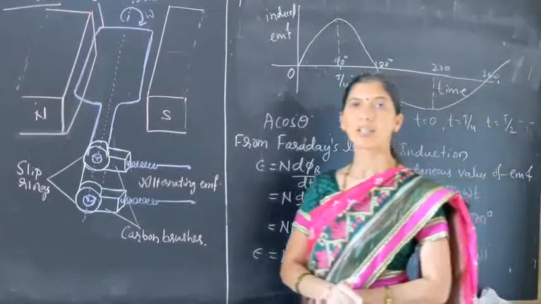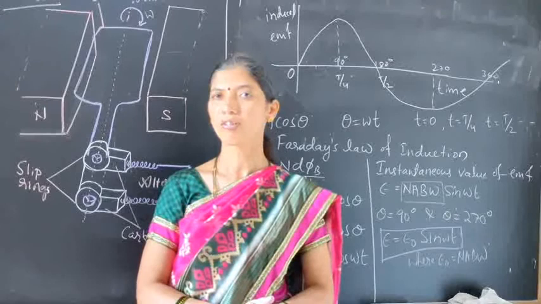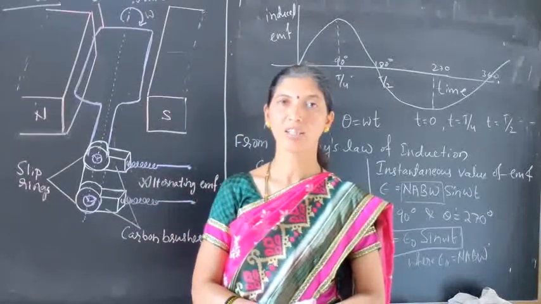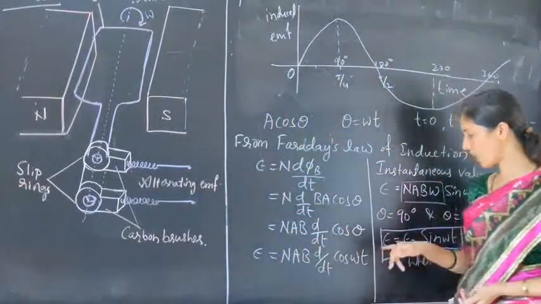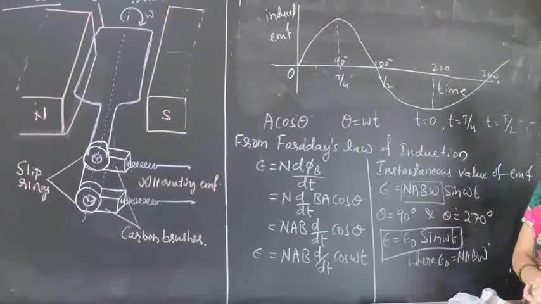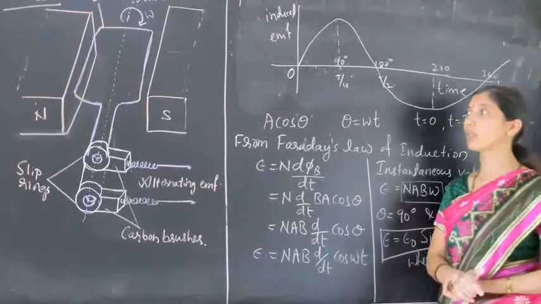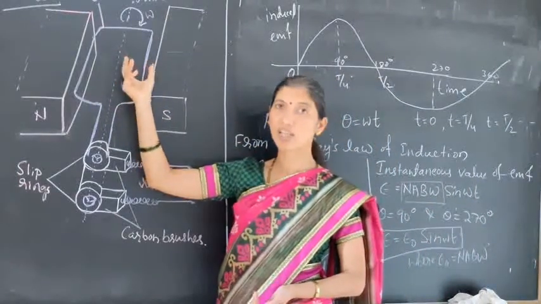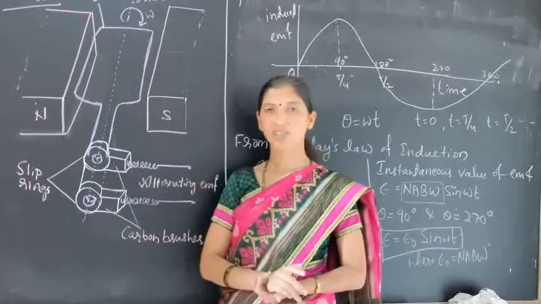Last year, we studied oscillations and waves. There we studied the displacement expression as y is equal to A naught sin omega t, or A naught cos omega t. The same expression we get here as E is equal to E naught sin omega t. So the method of producing an induced EMF using the rotation of the armature is the main principle behind this AC generator.